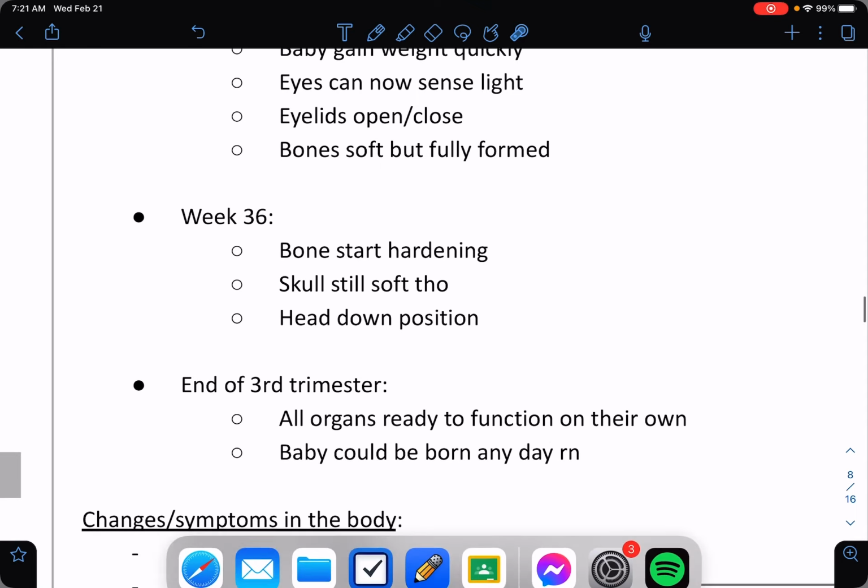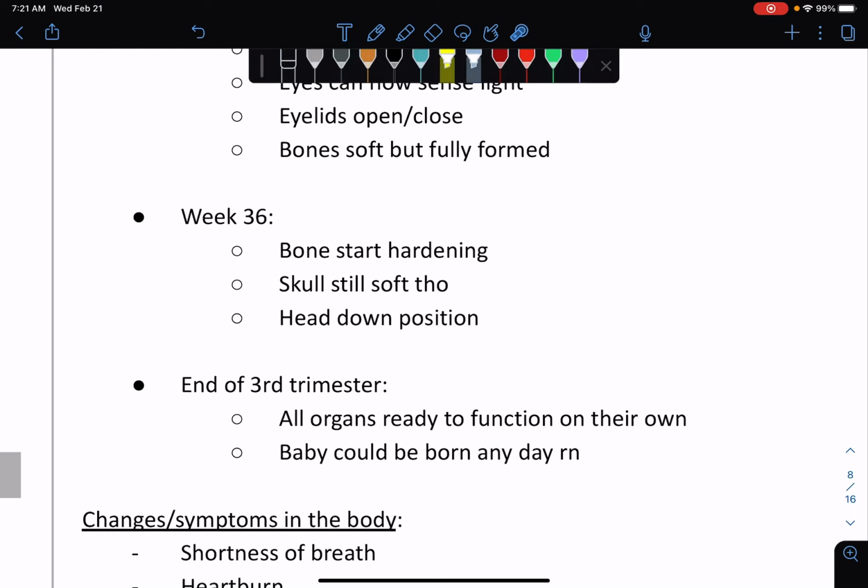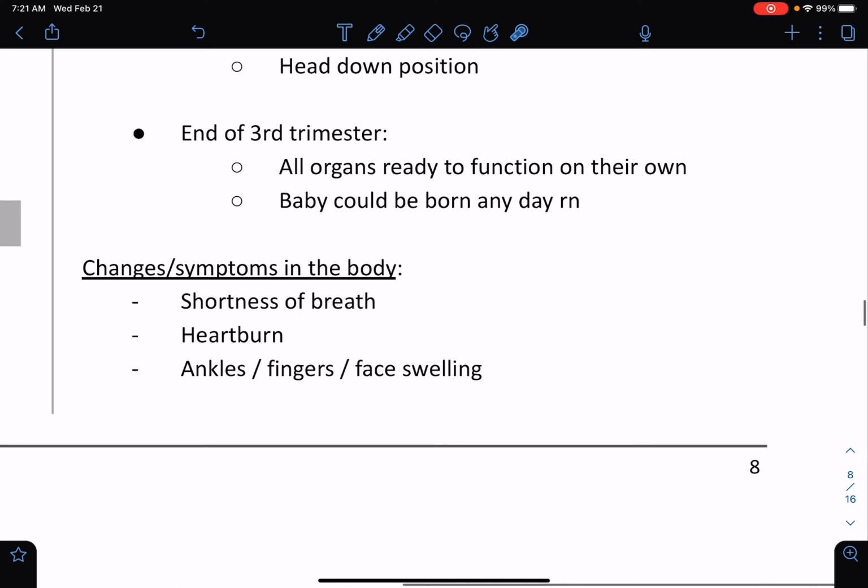So I'm just not sure what's the specific number, but feel free to research that. It's an easy inquiry. So for week 36, the bone starts to harden. The skull is still soft though, and the baby at this point is in a head down position. That's the reason why when delivering the baby, the head comes first, not the feet. So, yeah. At the end of the third trimester, all organs are ready to function on their own, and the baby could be born any day.